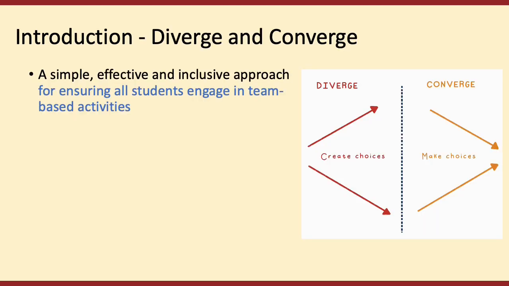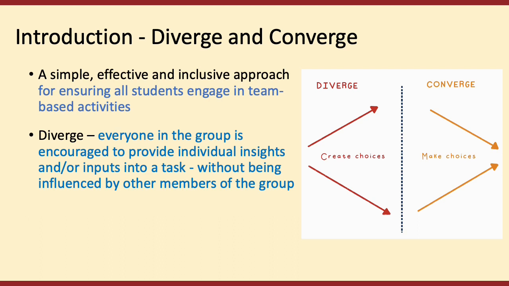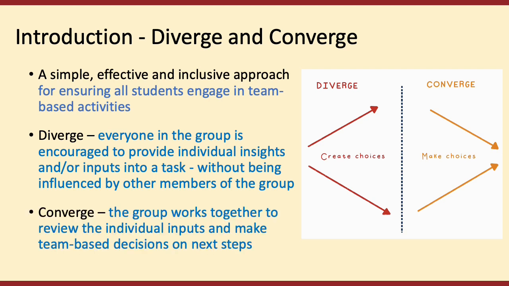Diverge and Converge is a simple, effective and very inclusive approach to ensure all students are encouraged to engage during team-based activities. In the first Diverge step, everyone in the group is encouraged to provide their individual input and/or insights into a task, without being unduly influenced by other members of the group. In the second Converge step, the group works together to review the individual inputs and make team-based decisions regarding next steps.